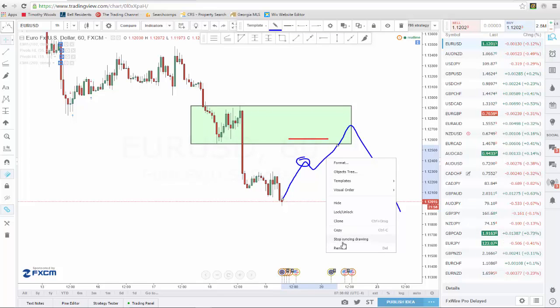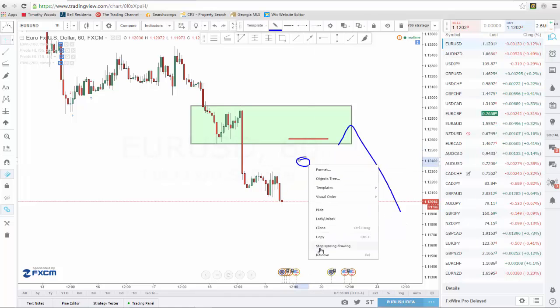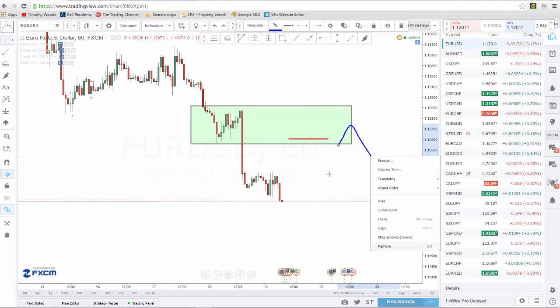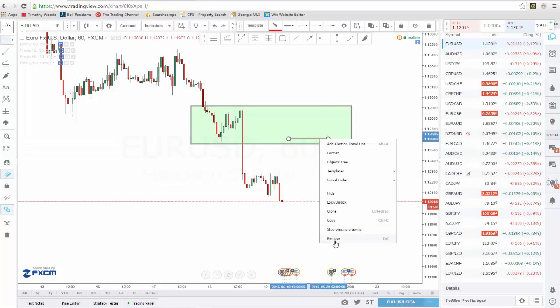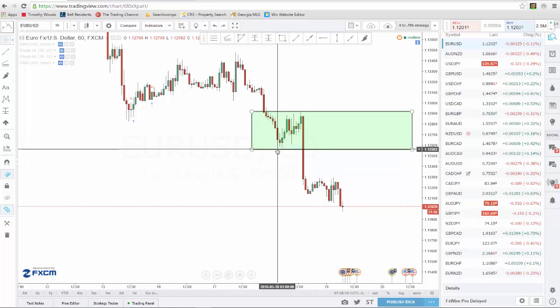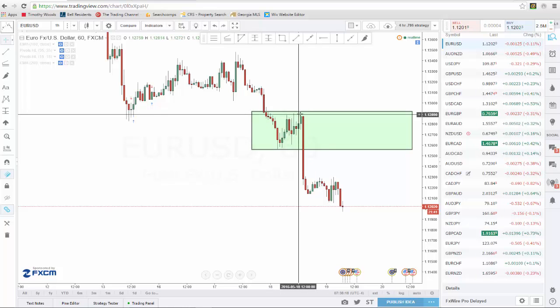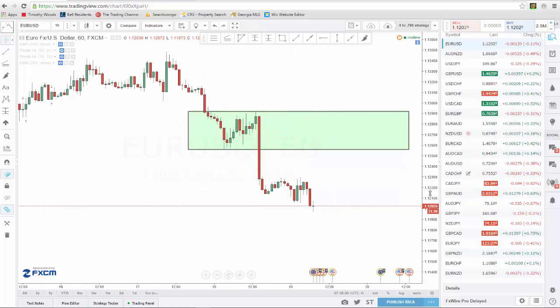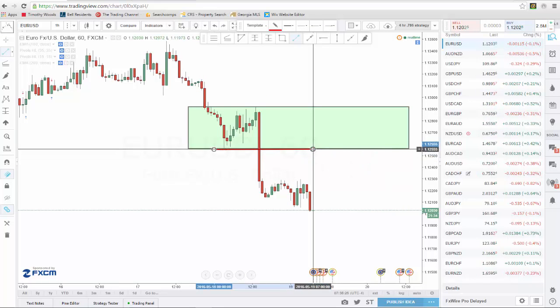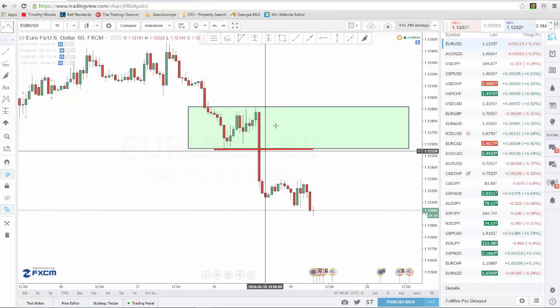So a good thing to practice would be every time you see a break and close below or above a structure level, then create a zone after that break from the lowest swing low to the next highest swing high, like we've done here. Here's our break and close right here, and here is our zone.